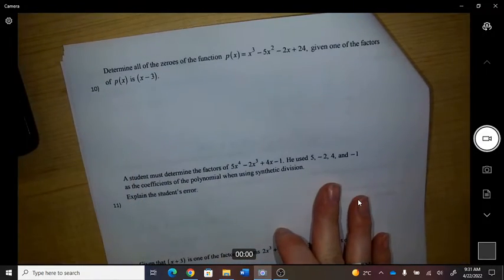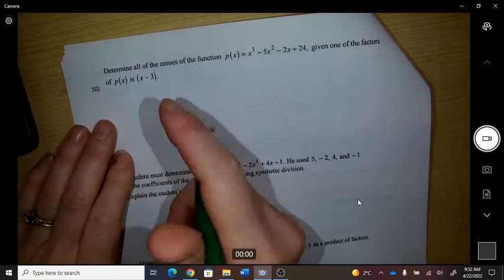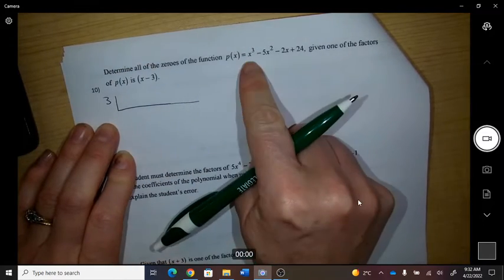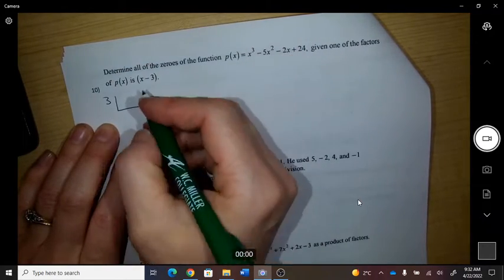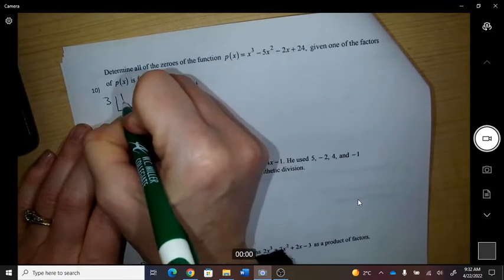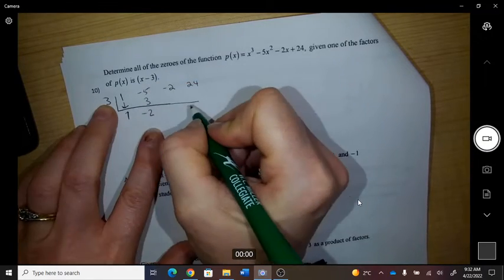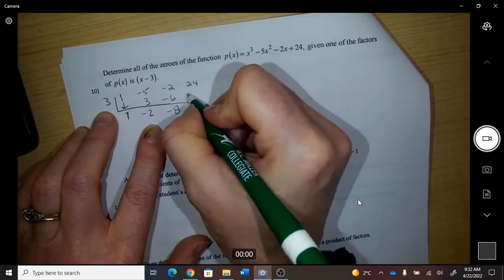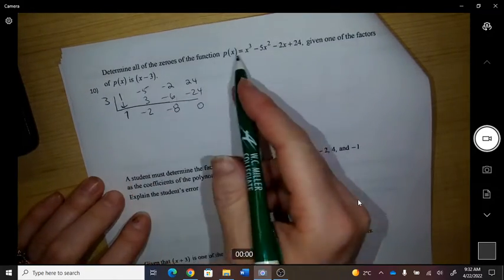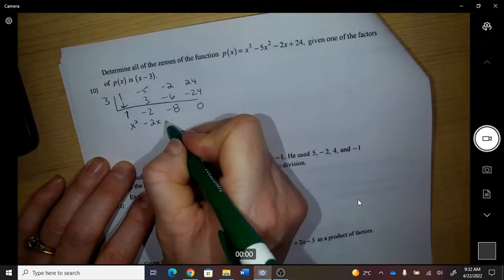Determine all the zeros of this function given one of the factors is x minus 3. So I'm going to put a 3 in the front. Cubed, squared, x, number, that's good with the order. Let's bring this down, 1 times, add, times, add, times, and add. We knew that should happen. So this would be 1x squared minus 2x minus 8.